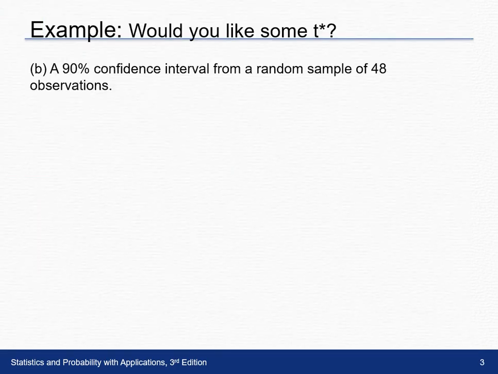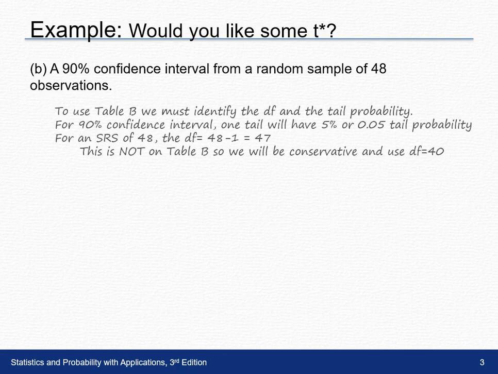In Part B, we're asked to find a 90% confidence interval from a random sample of 48 observations, and we still want to find that critical value. Similarly, the tail probability now is going to be 5% or 0.05, and for a simple random sample of 48, the degrees of freedom would be one less, which is 47. However, in Table B, you'll notice as the degrees of freedom get higher, it starts to jump by 10 as opposed to jumping by 1s, so 47 is not listed.